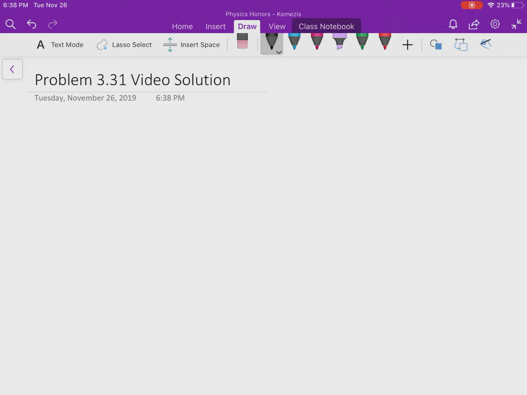Okay, so we're going to go over problem 3.31, which is the mountain lion jumping. We're told that a running mountain lion can jump a distance of 10 meters. I'm actually going to keep some colors going. So we know that it can jump 10 meters long and also reach a height of 3 meters.